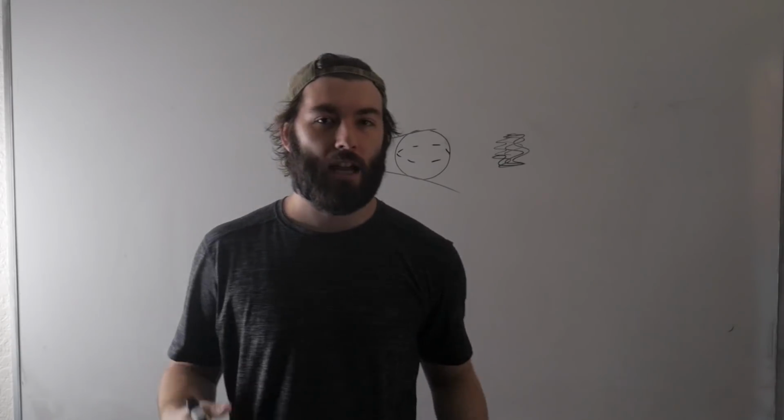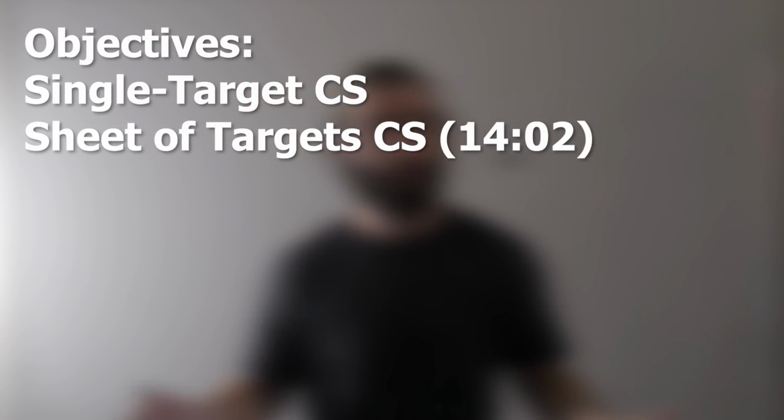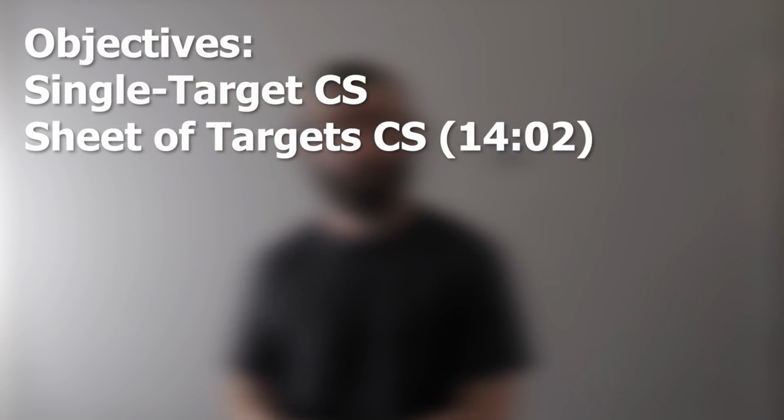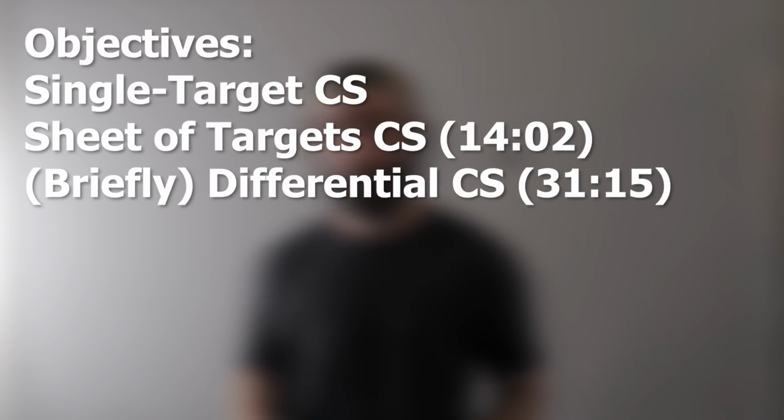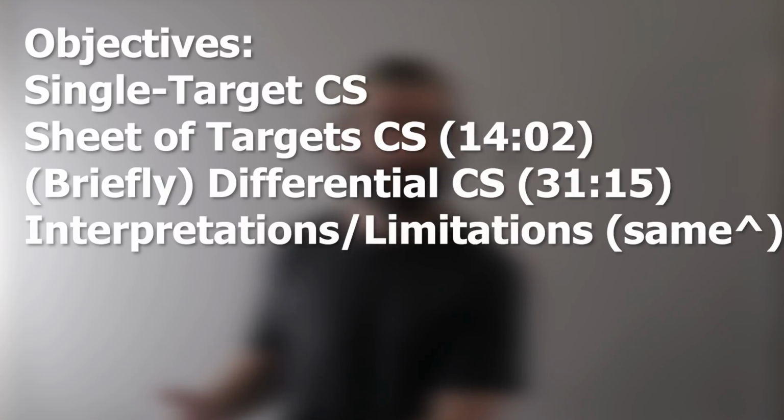Now, to give you a bit of a timeline for this video, we're going to start with one particle. We're going to have a beam of particles hitting one target, and we're going to uncover what the cross-section is. Then we're going to generalize this to having a sheet of targets to make this a little bit more realistic. And then finally, we'll touch briefly on the idea of a differential cross-section, and then we'll talk about interpretations and the limitations of these interpretations.